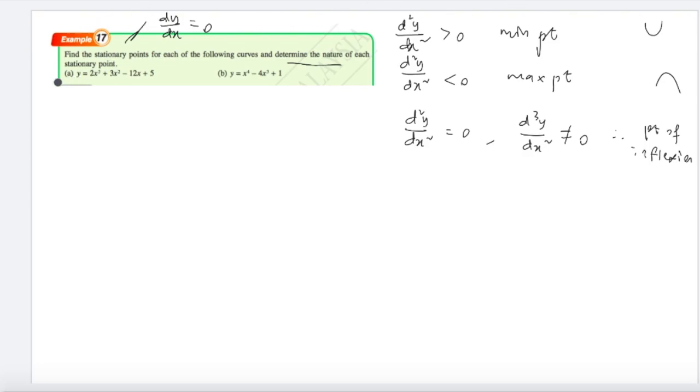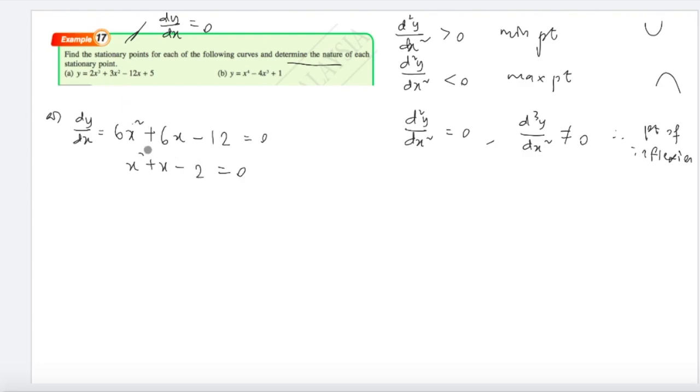Okay, let's see. dy/dx equals 6x squared plus 6x minus 12. Now this is dy/dx, and at a stationary point, a turning point, it equals 0. Now factorize it, all divided by 6, it will be 2.